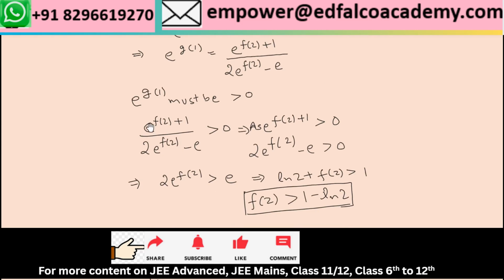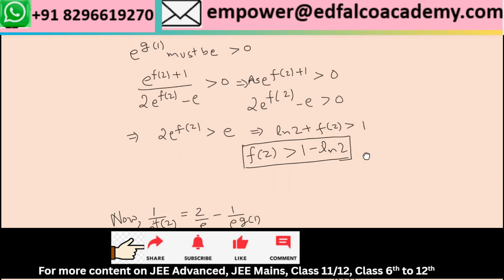So we'll put e to the power f of 2 plus 1 by 2 e to the power f of 2 minus 1 minus e greater than 0. And now again, we know that the numerator over here, e to the power f of 2 plus 1, is always greater than 0. Therefore, the denominator also must be greater than 0 for this entire ratio to be greater than 0. So 2 e to the power f of 2 minus e should also be greater than 0.